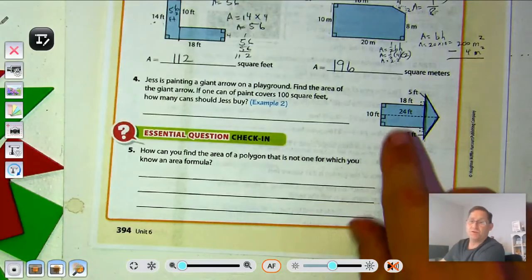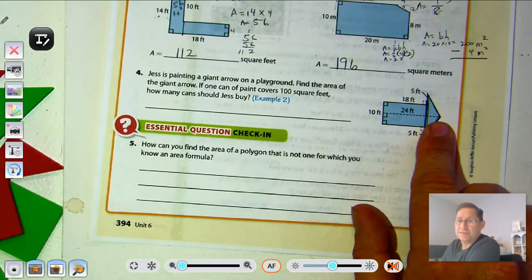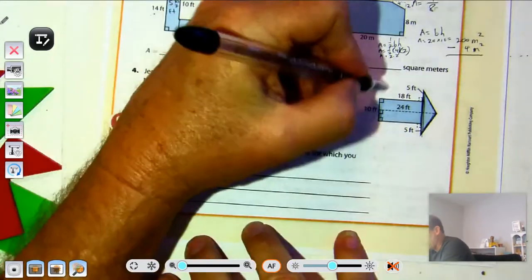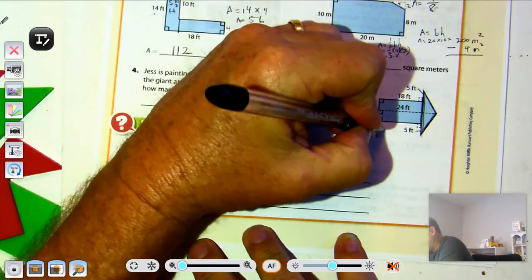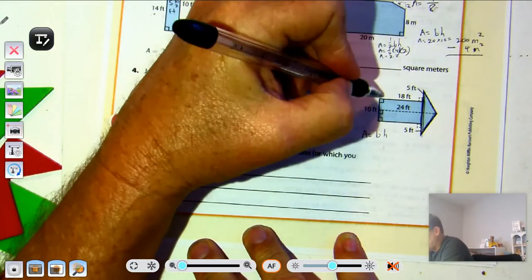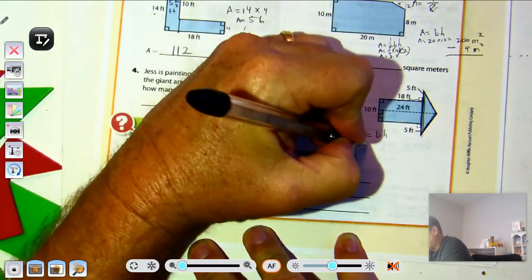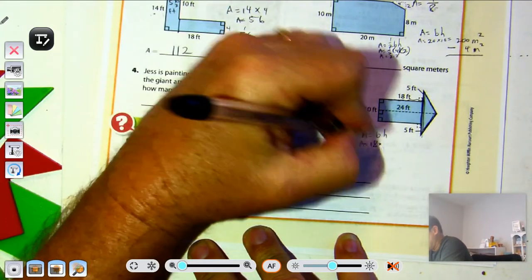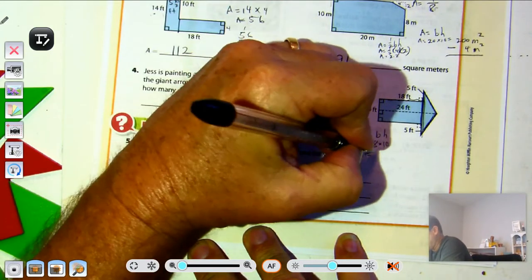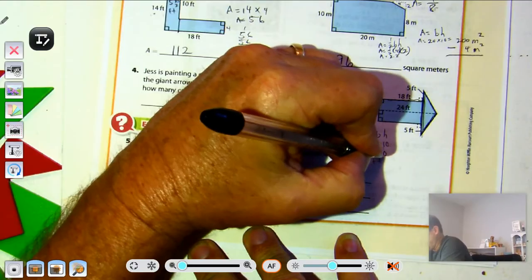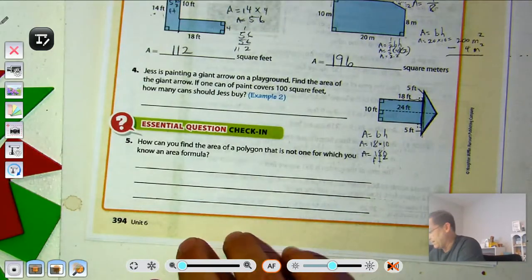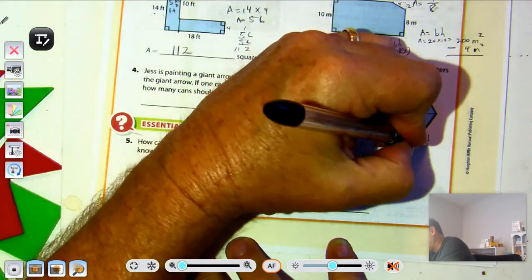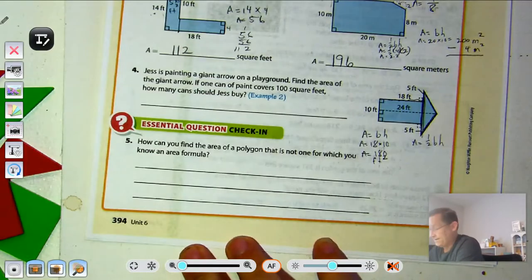So I think I'm going to use a rectangle plus the triangle. So the rectangle is 18 times 10. Well, that's 180 square feet. The triangle, half the base and the height.